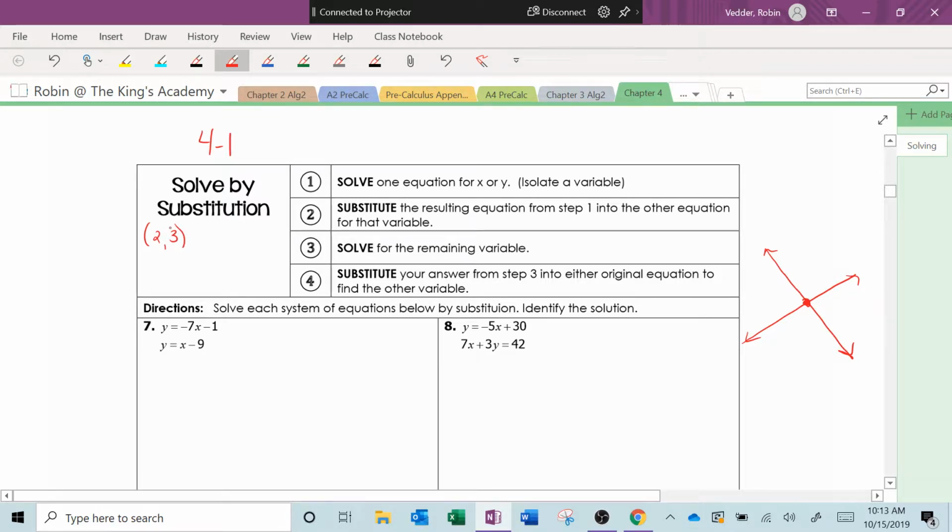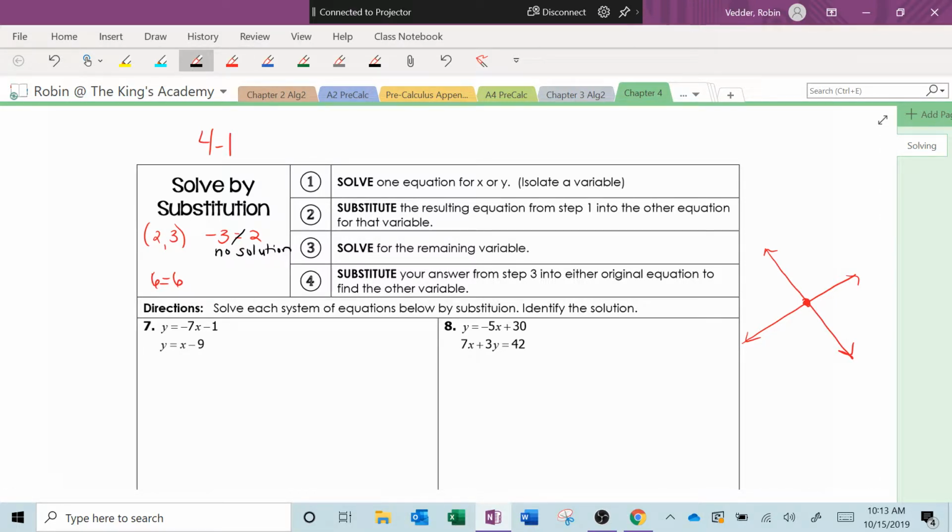The second possibility is you have something like this, -3 equals 2. Is that true? No, that's not true. So if your variables all cancel out and you're left with something not true, what do you think that means about the solution? No solution, right? And the final possibility, if your variables cancel out and you have something like 6 equals 6, is that true? Yes. What do you think that means? Infinitely many solutions. Right, all real numbers are solutions.